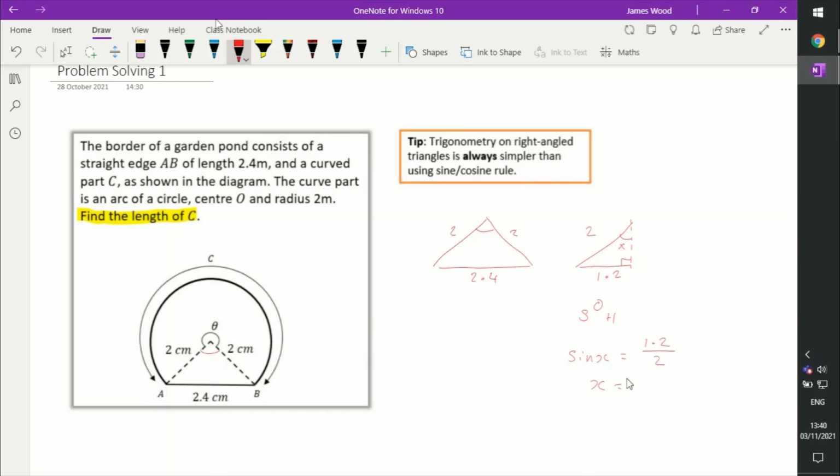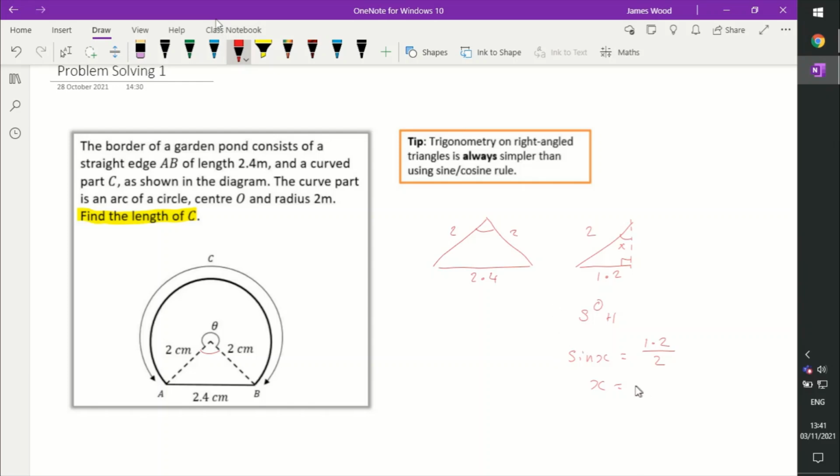And I'm going to do it in radians. So I'm going to make sure my calculator is actually set into radians at this point as well. If you need to do that, you just have to go to the setup menu on your calculator. And then you can go down to angle unit and change it there. So I need to do inverse sine of 1.2 over 2.